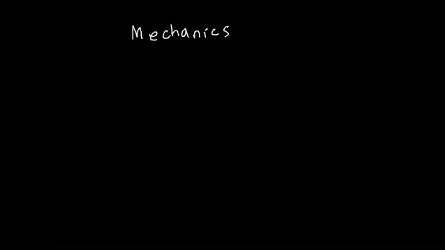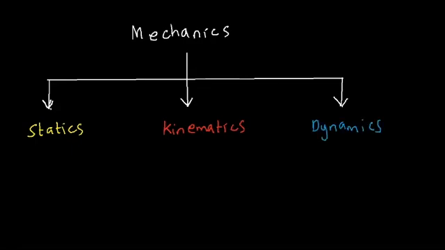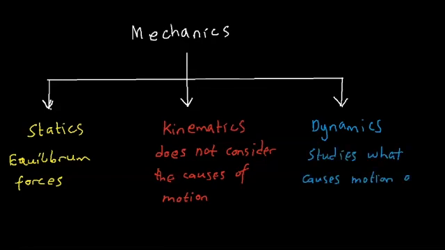Mechanics is a branch of physics which studies motion and how it relates to applied forces. It is usually divided into three parts: statics, kinematics, and dynamics. Statics is the study of equilibrium and its relation to forces. Kinematics deals with the mathematical description of the motion of objects without considering what causes motion. Dynamics, on the other hand, studies the causes of motion and how they affect motion.